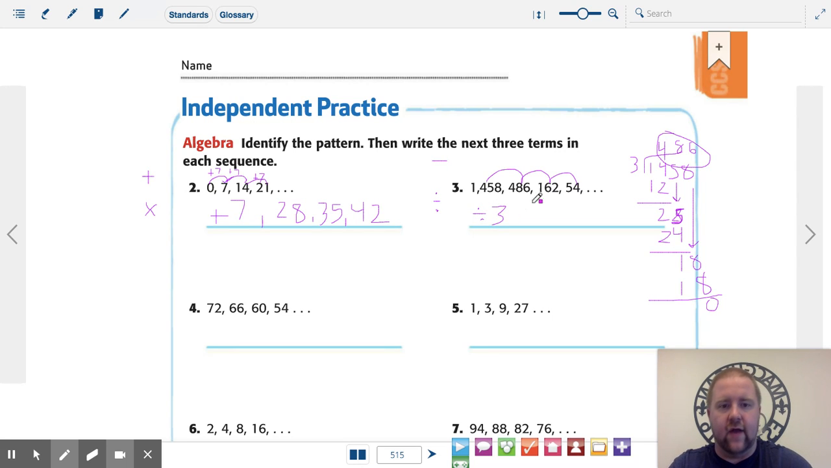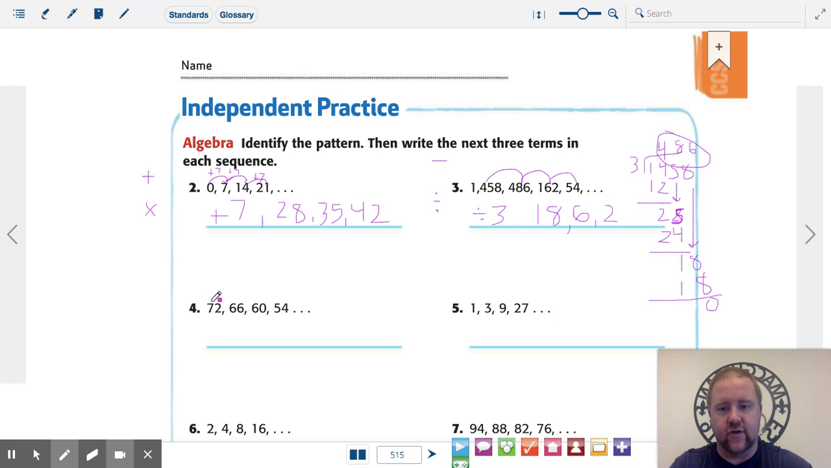Now it asks, what are the next three numbers? 54 divided by 3 is going to be 18. I know that mentally you could do the work on the side. And then 18 divided by 3 is 6, and then 6 divided by 3 is 2. So the biggest clue that you have to remember is if the numbers are getting bigger, you're either adding or multiplying. If they're getting smaller, you're either subtracting or dividing, right?